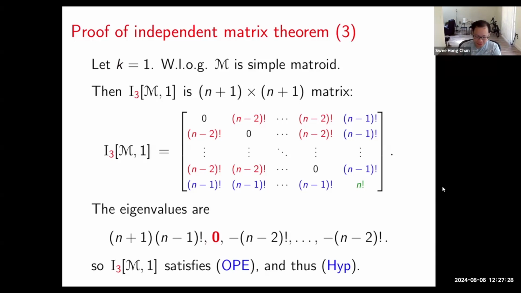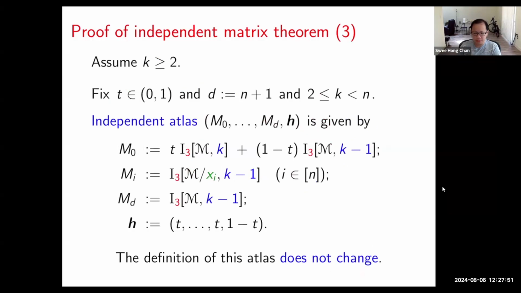But regardless, you still only have 1 positive eigenvalue, right? Because the rest are non-positive. By definition, this matrix still satisfies OPE. In particular, it still satisfies the hyperbolic property. So the base case still works. And then the rest, you simply do as before. You assume k greater than 2. You build the same atlas, except that rather than taking I2, now you take everything to be I3. And then the rest of the proof works as before.